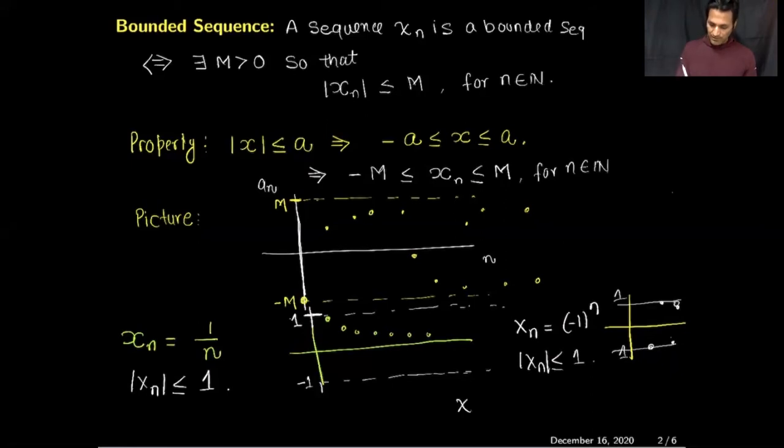An example of an unbounded sequence: let's suppose xn is n squared. This is an unbounded sequence. If you plot the terms of this sequence, the very first term will be 1, then it will be 4, and so on. It will keep going up and will hit infinity. There will be no real number which contains all the terms of this sequence. So there does not exist any real number m which will bound all the terms of the sequence. Therefore, this sequence is unbounded. So not bounded is called unbounded.